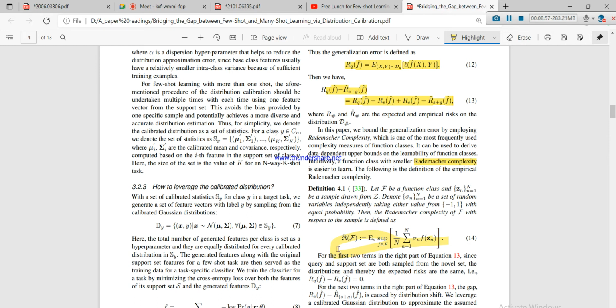Okay, so this is the Rademacher complexity of f. And what is f? F is the function class. So the Rademacher complexity becomes this. And for the first two terms in the right part of equation 13, where is equation 13, first two parts.